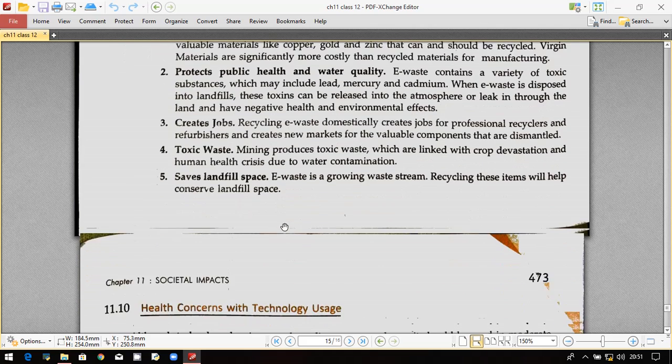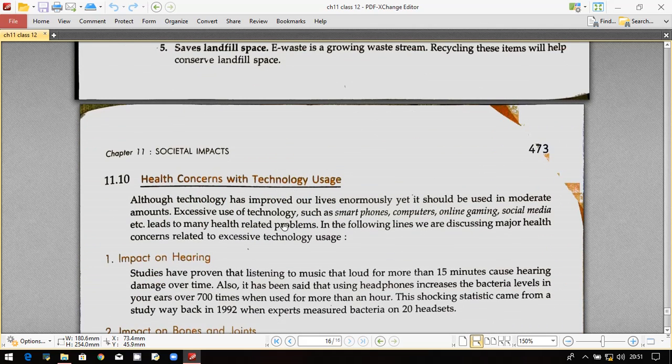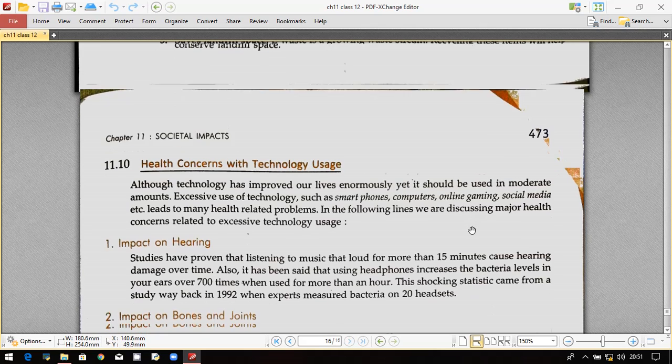Now the next thing is the health concerns with technology use. There are certain health concerns, because we are excessively using technologies such as smartphones, computers, online gaming and various social media platforms. Most of the time we are busy with these devices, so they are also creating some health concerns for us.